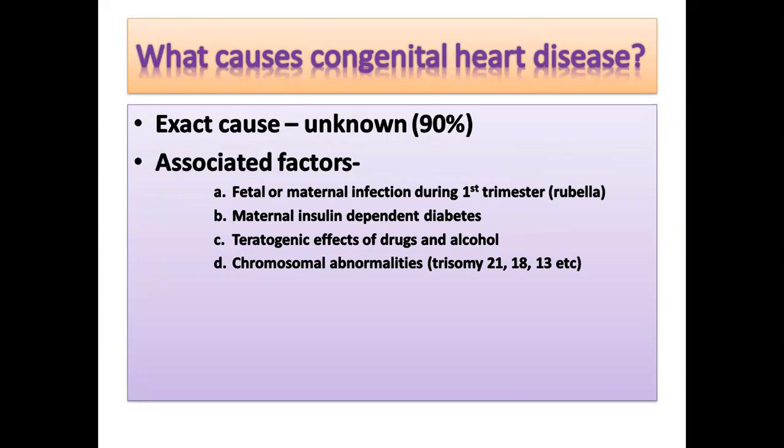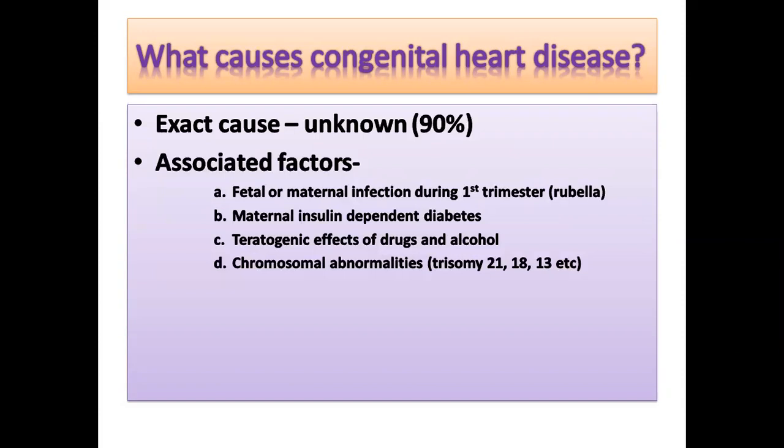What may be the causes for this? The common causes: the exact reason behind this is unknown in 90%, but we can see some associated factors, due to which there may be a possibility. The factors are fetal and maternal infection during the first trimester, such as rubella. Second, maternal insulin-dependent diabetes, or mothers with chronic disease conditions, not only diabetes but also cancer, cardiovascular problems, or CNS problems like epilepsy. In those cases, there is more possibility of congenital defects.